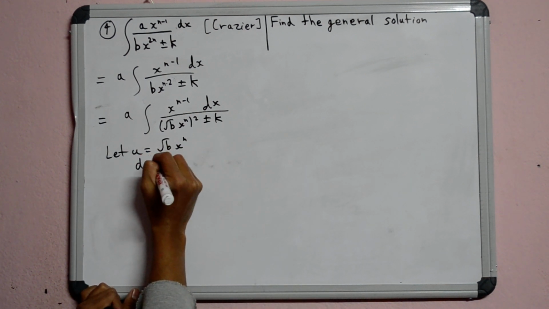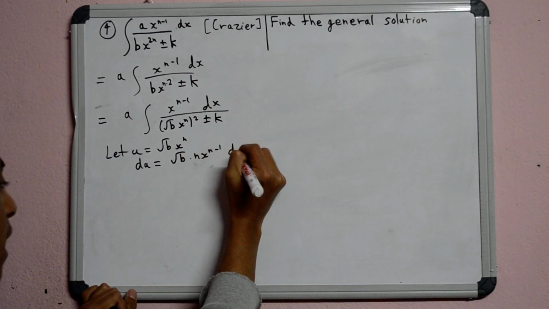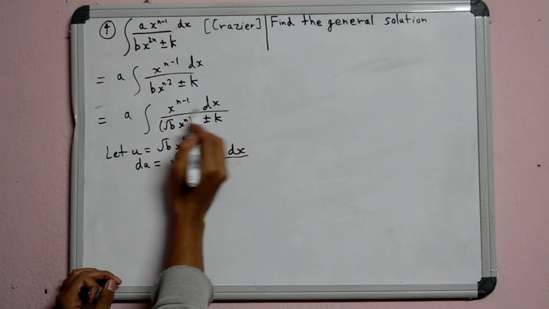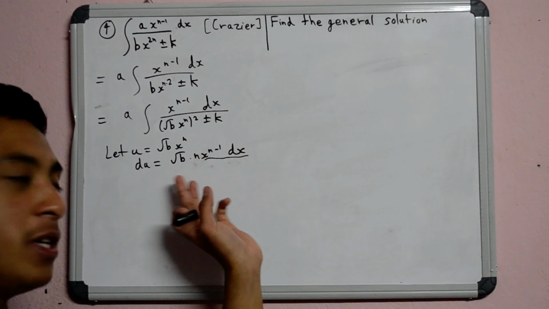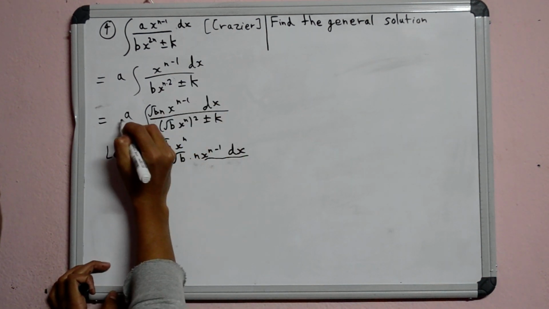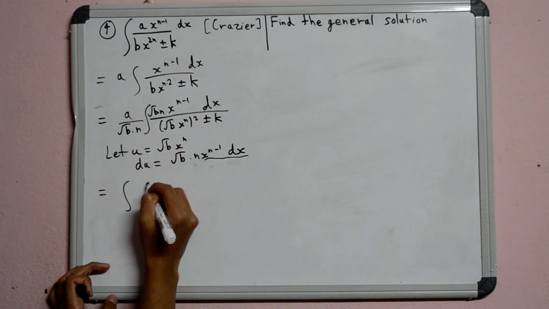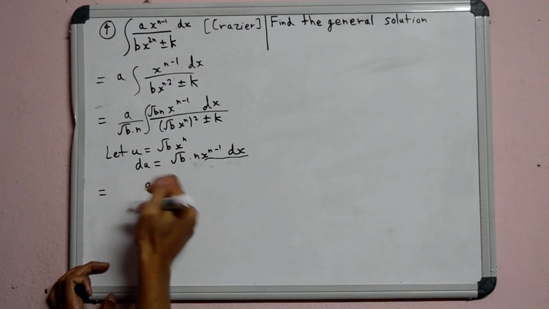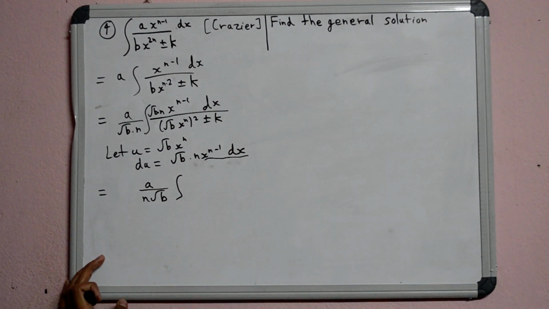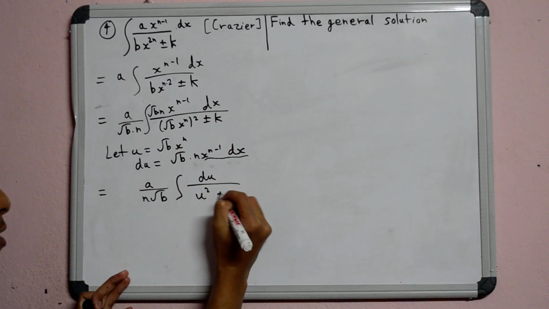And now we can let u equal square root of b x to the power n. And then we get du equals square root of b into n x to the power n minus 1 dx. So we have this part right here in the numerator, and all we require is square root of b into n. So let's just introduce that right here. And to not change this integral, we have to divide by square root of b into n. So this becomes a outside, n square root of b, and this whole part is the du part right here, and this is the u square plus minus.